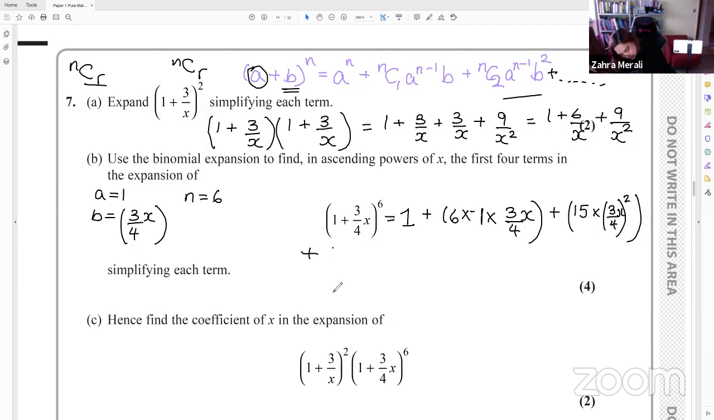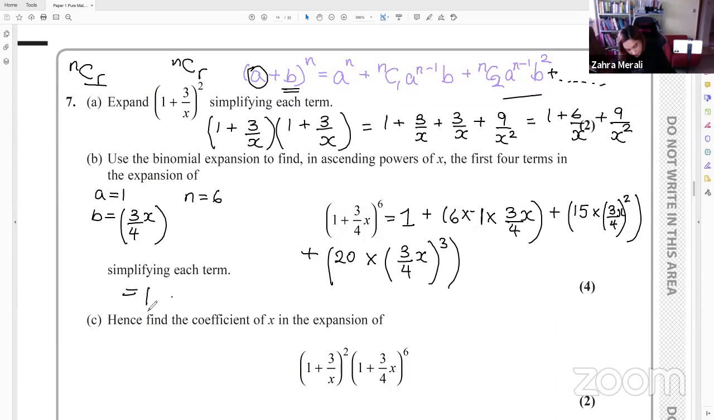And the fourth term, so if you follow the pattern, you're going to have 6C3, which gives you 20. And now you're going to times it by 1 to the power of something, which is just 1. But then you're going to have 3/4 x cubed. So can you see how it goes up each time? 1, 2, 3. And then you simply simplify that. So you simplify each term.